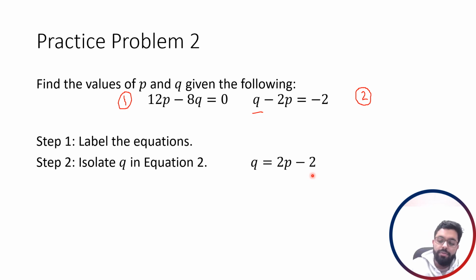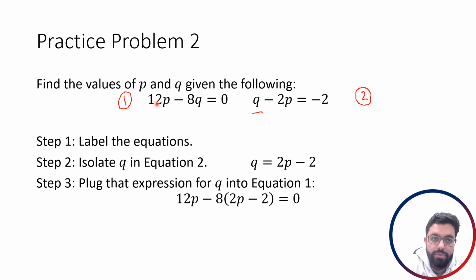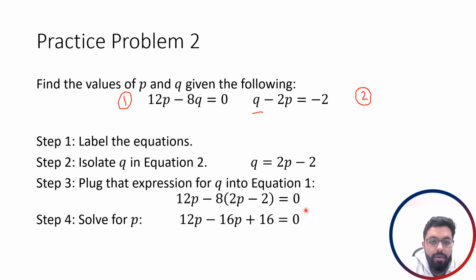So what that lets us do is rewrite equation 1, but anywhere that we see a q, we know that that's the same thing as 2p minus 2. So wherever we see a q, we're going to write 2p minus 2. So equation 1 looks like this: 12p minus 8q. The q becomes 2p minus 2, so we have to stick that whole thing in brackets, equals 0. Cool. Now we have to solve for p.